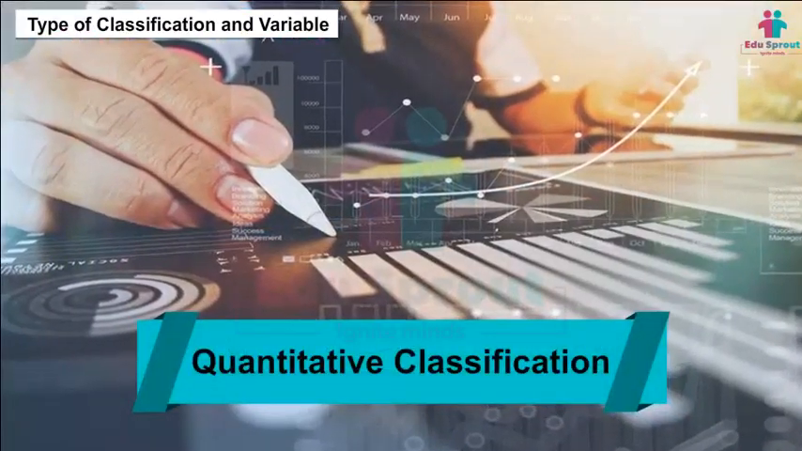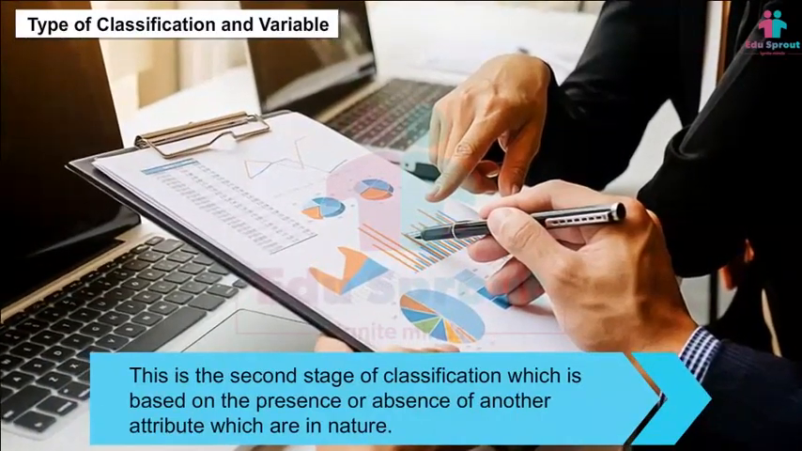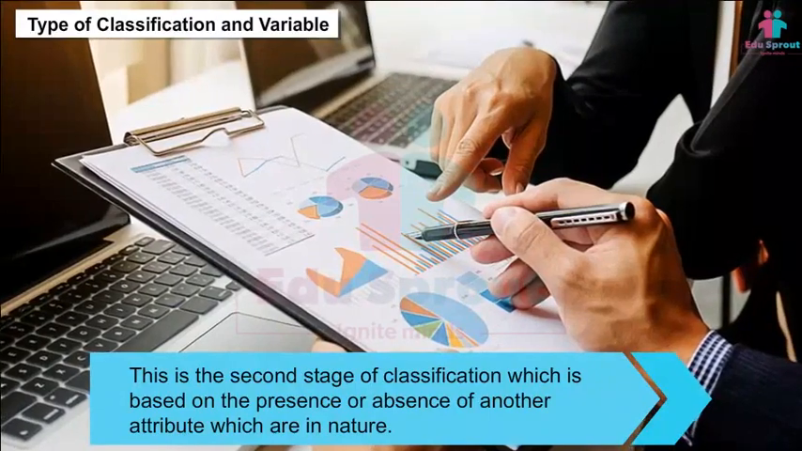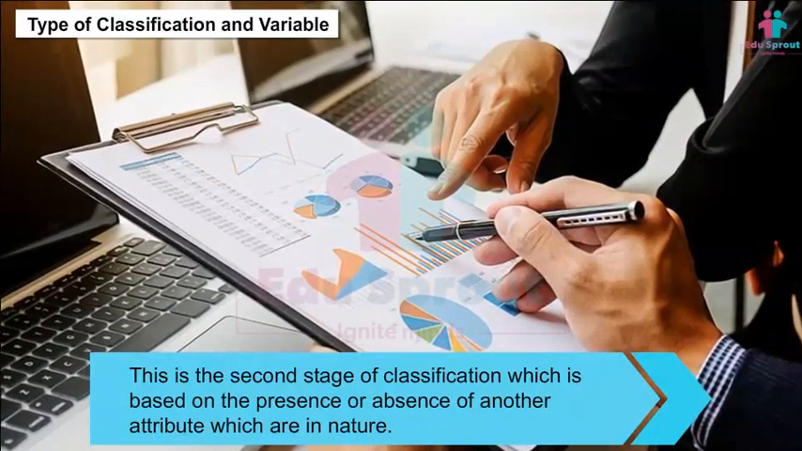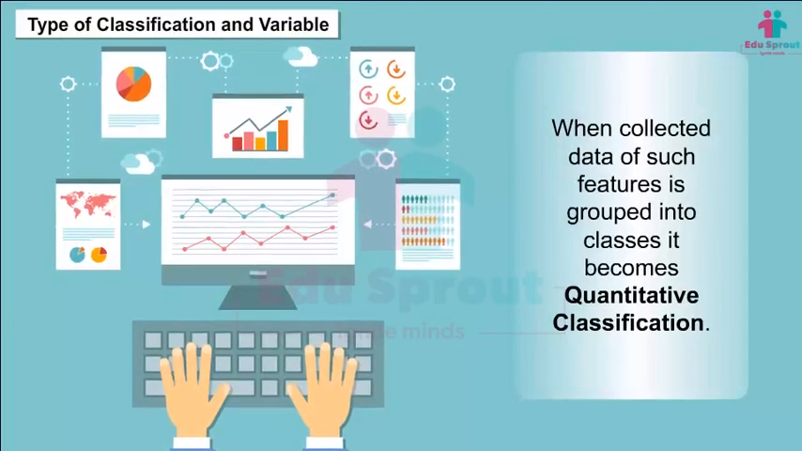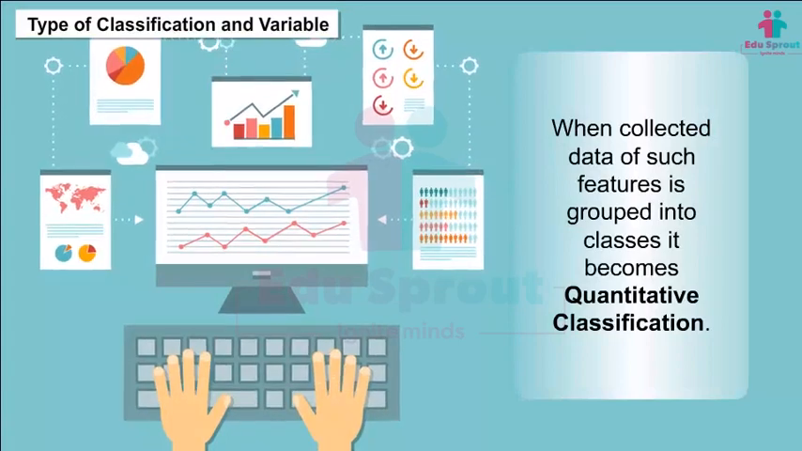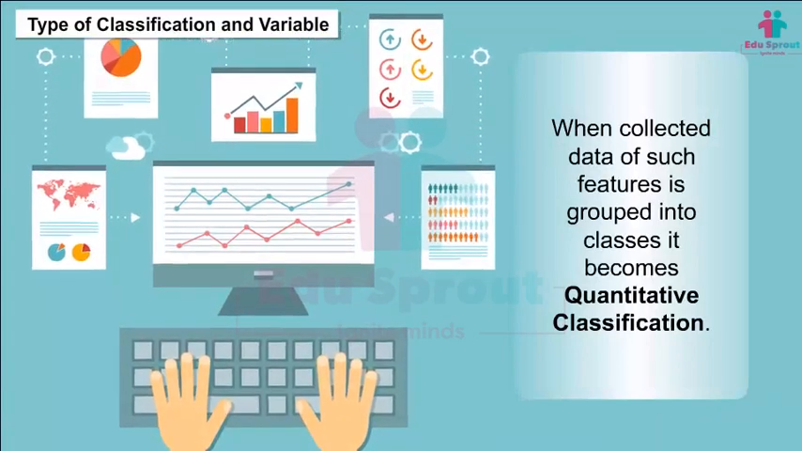Quantitative classification. This is the second stage of classification, which is based on the presence or absence of another attribute, which are quantitative in nature. When collected data of such features is grouped into classes, it becomes quantitative classification.